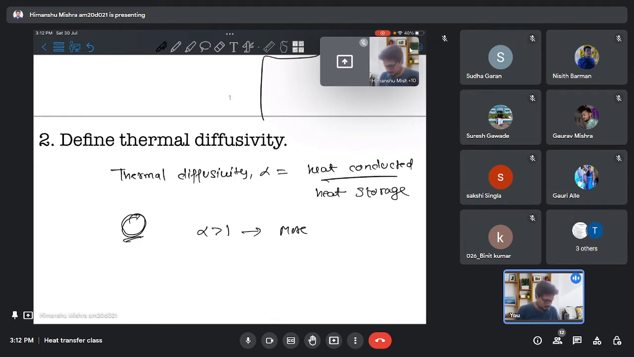So there will be more heat transfer if the diffusivity is greater than 1. Similarly, if diffusivity is less than 1, then whatever amount of heat you supply to the object, it will store more heat compared to the transfer of the heat by conduction.